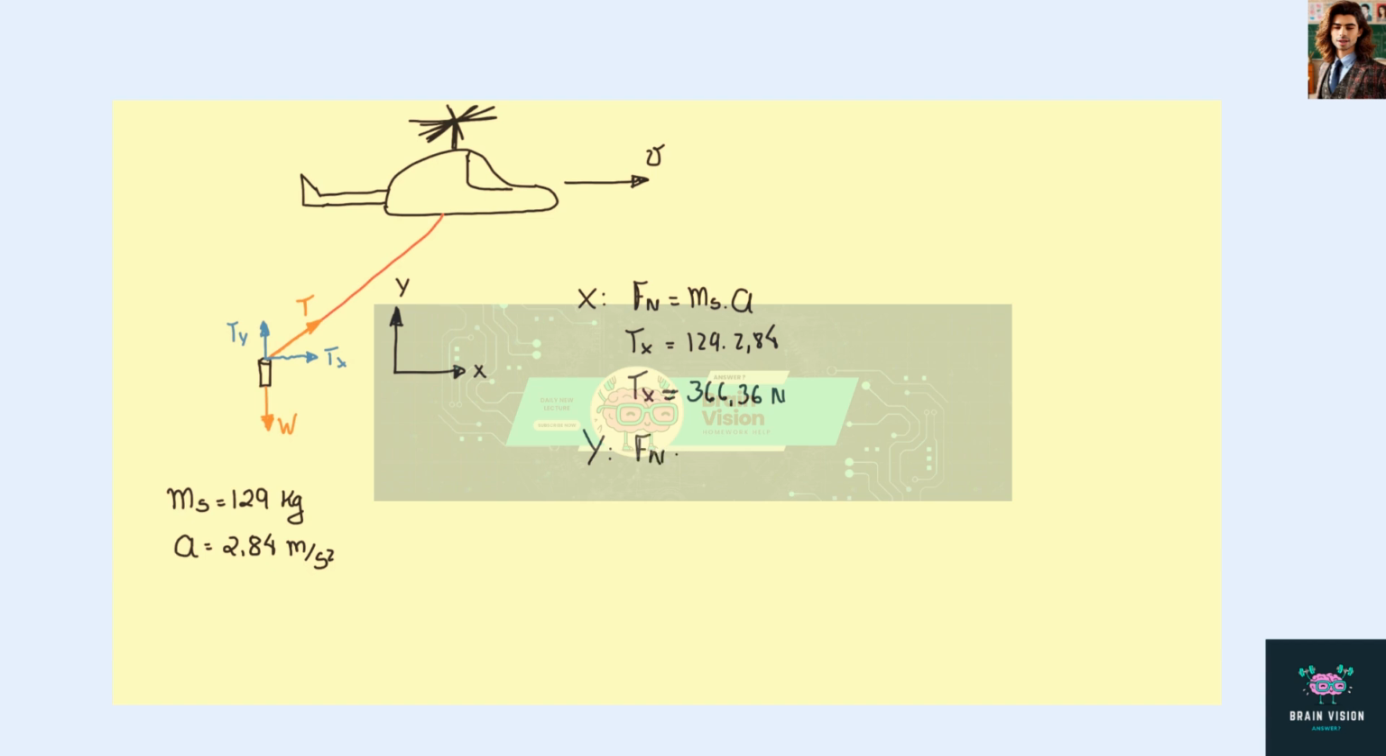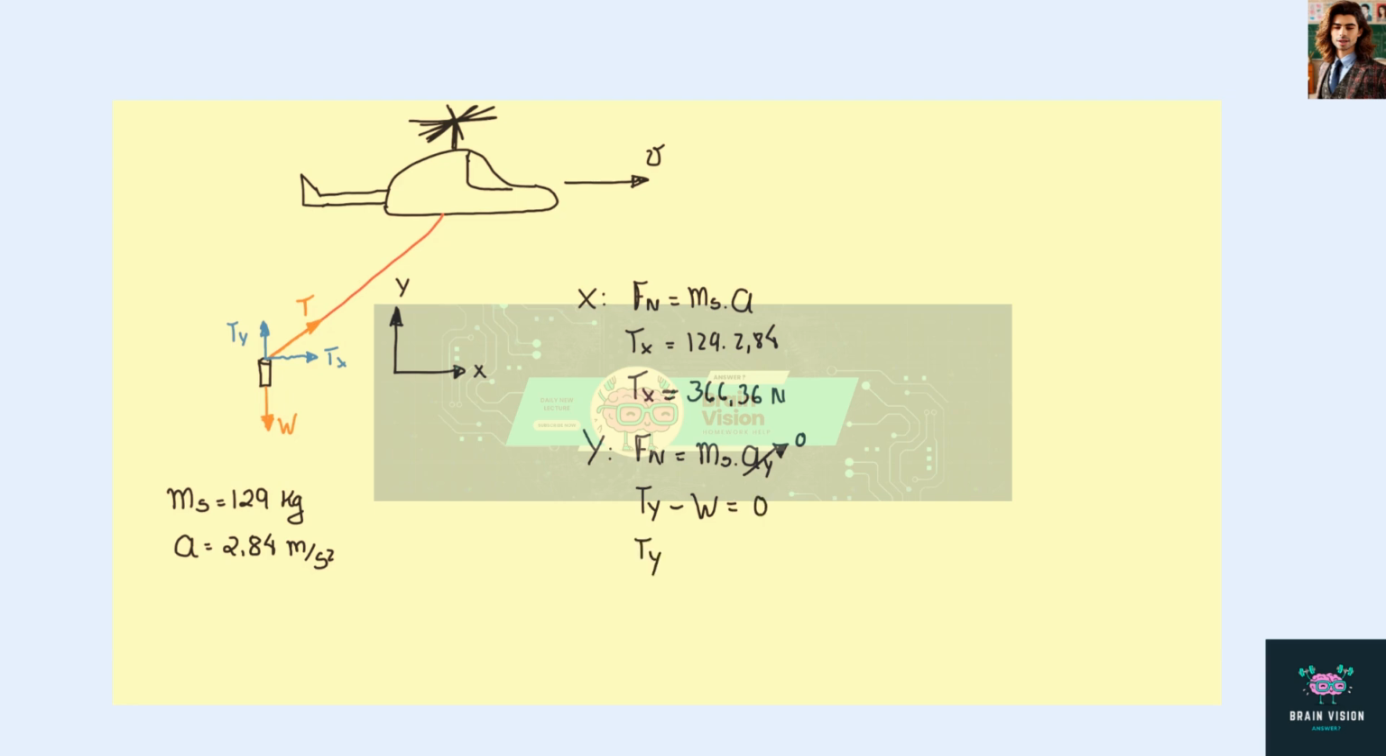Now, applying Newton's second law on the vertical direction, we get the following. The net force in the vertical direction is equal to the mass times the acceleration in that direction. But it's not accelerating in the vertical direction. So its acceleration is equal to 0, then the net force in that direction is equal to 0 too. But there are two forces acting on the vertical axis. The y component of the tension force minus the weight force. And this should be equal to 0.